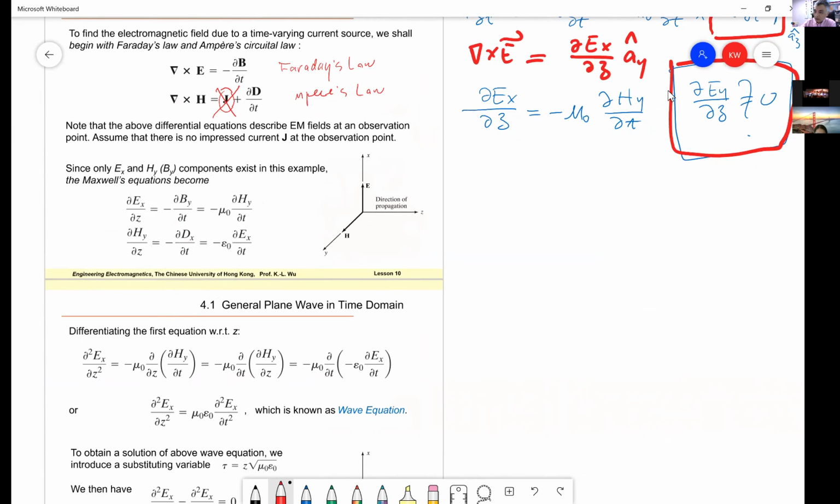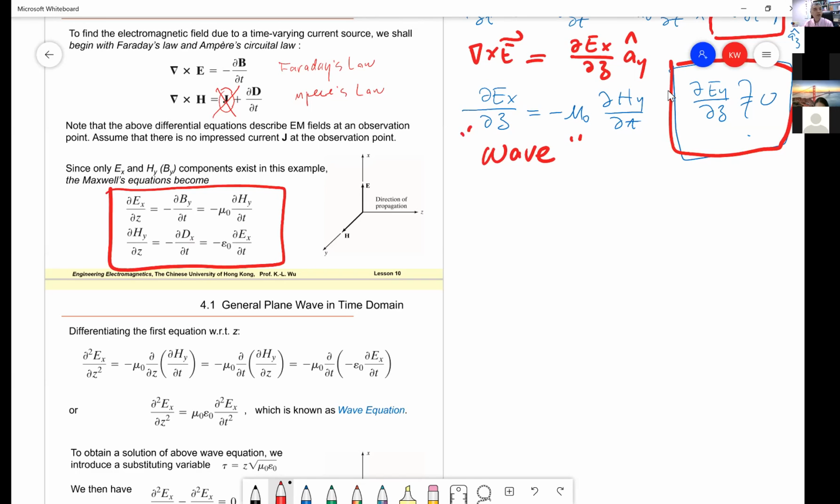So we have two important equations derived for now. Still, from these two equations it's not that clear why I call it an electromagnetic wave. Let's see how we can observe that it is a wave, and how we can know the speed of the wave is this.